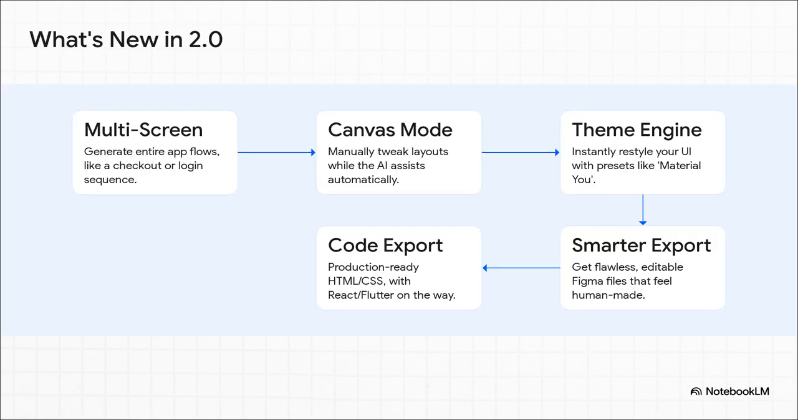Now this new version, 2.0, is a huge leap forward. For one, it can handle multi-screen flows. That means you can generate a whole login process or a checkout sequence, not just a single screen. It's also got a new canvas mode if you want to get your hands dirty with some manual tweaks. There's a theme engine for instant restyling. Think changing the whole vibe with one click. And this is crucial. The exports are way smarter. We're talking clean, perfectly layered Figma files and HTML CSS code that's actually production ready.